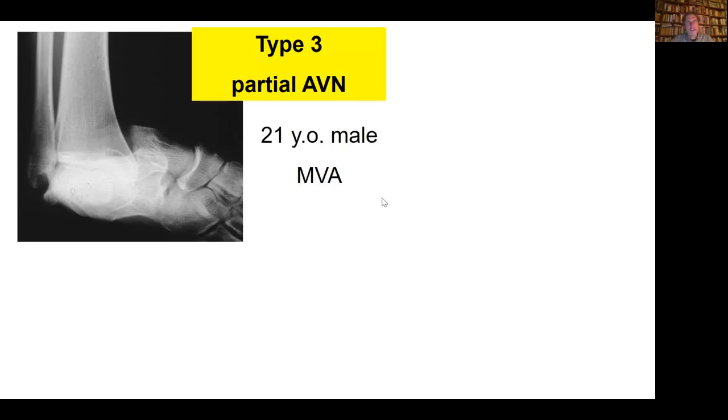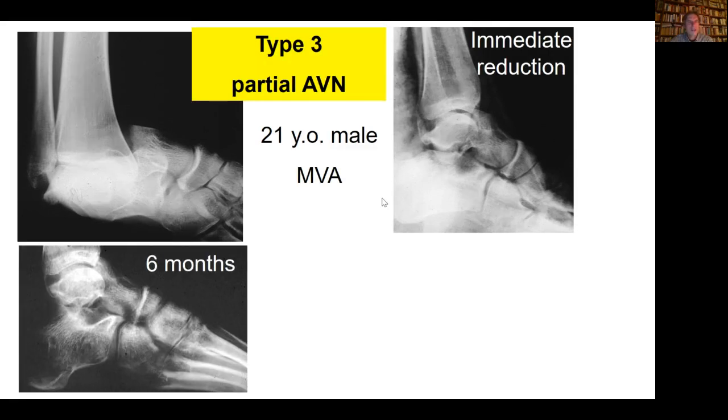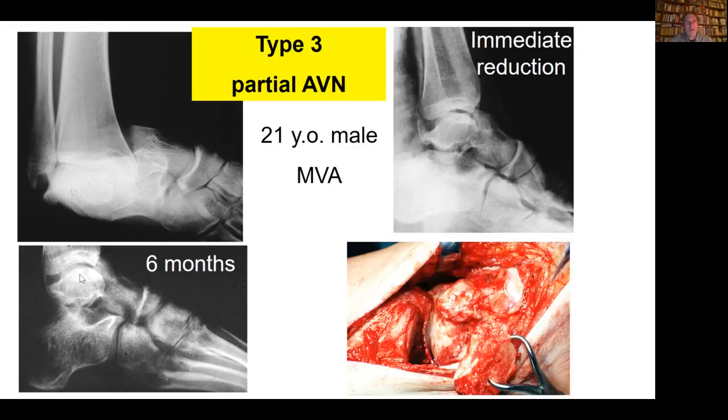And this is the very first case that was done by Hans Zwipp when he came to Dresden in the 1990s. A young male, motor vehicle accident. This obvious dislocation was reduced immediately, but then the second step was missing. So 6 months later, he presented with that type of malunion. And again, you can see the dislocation in the subtalar joint and the incongruity in the ankle joint. And you can also see in this patient that there is less radiolucency in the talar body. So there's at least partial avascular necrosis.